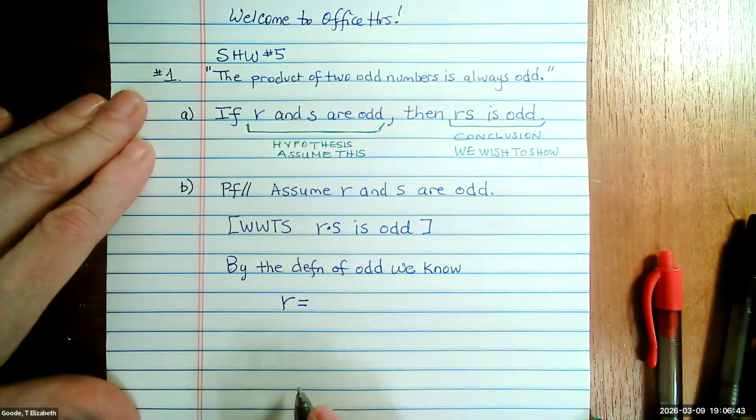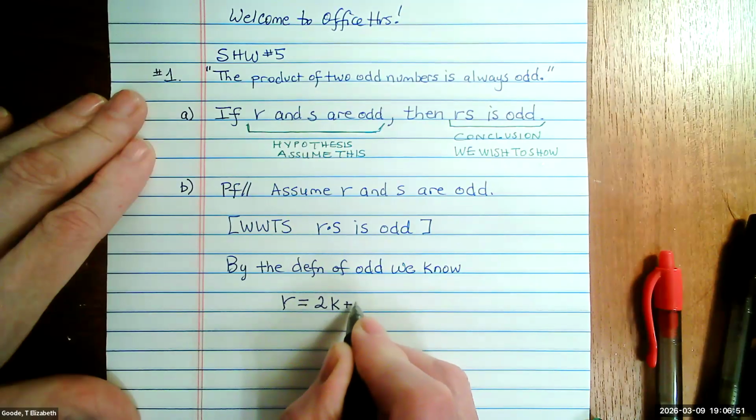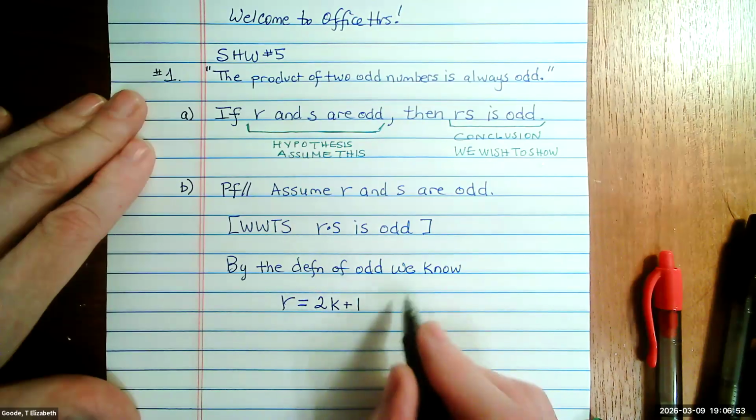Can't use R to define... Oh, R. You need another two letters. Use 2k... K plus one. Use K and J. Yeah. 2K plus 1. That's part one of the definition of odd.